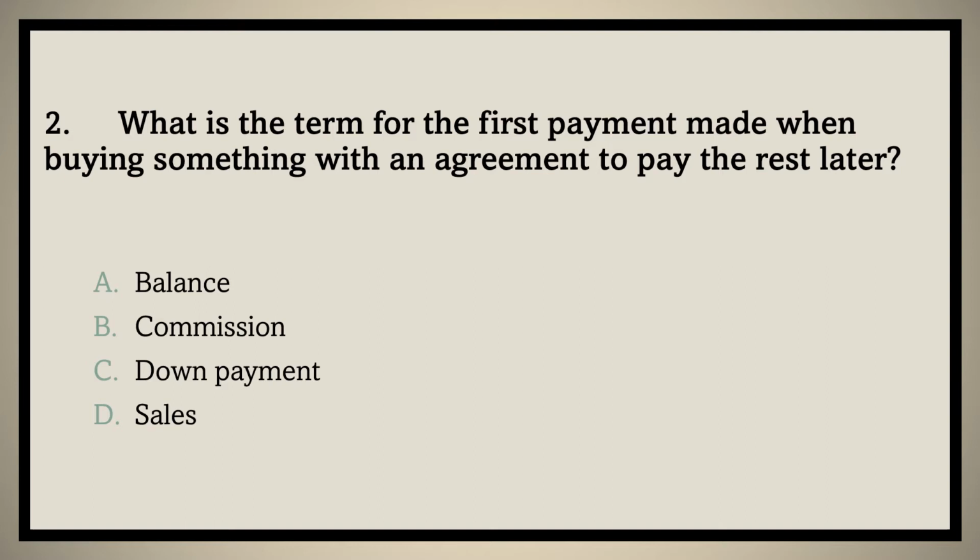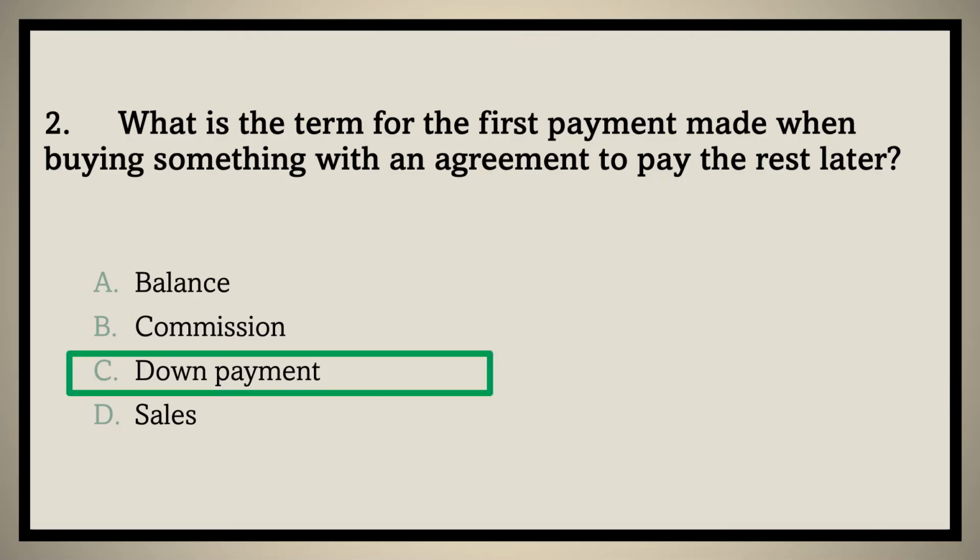2. What is the term for the first payment made when buying something with an agreement to pay the rest later? A. Balance. B. Commission. C. Down payment. D. Sales. The answer is C. Down payment. Here's why the other options are incorrect. Balance, this refers to the remaining amount owed after the initial payment. Commission, this is a fee earned by a salesperson for making a sale. Sales, this is the overall revenue generated from selling goods or services.